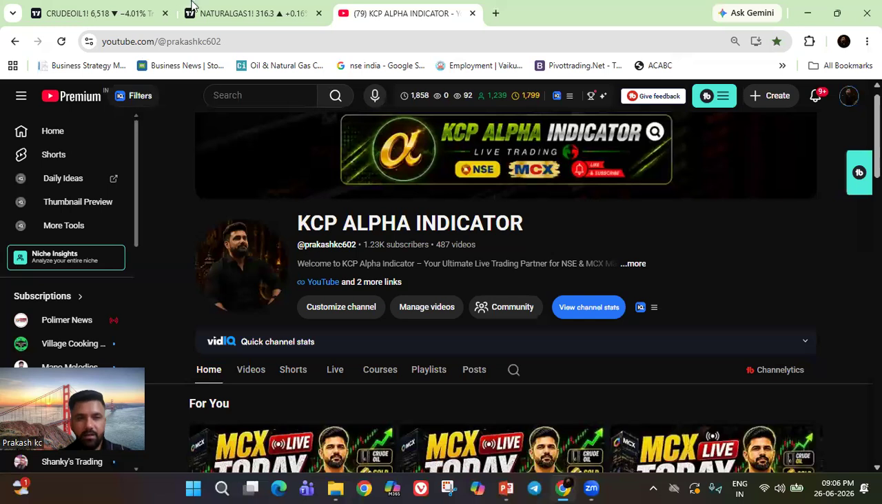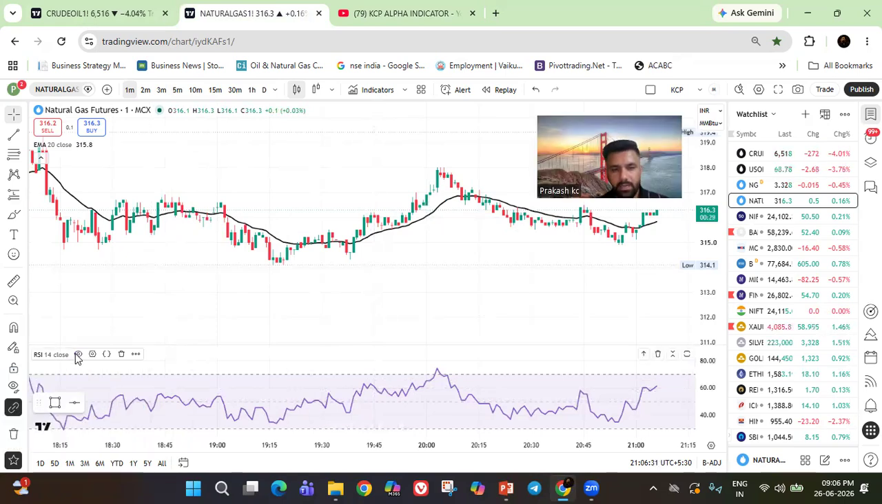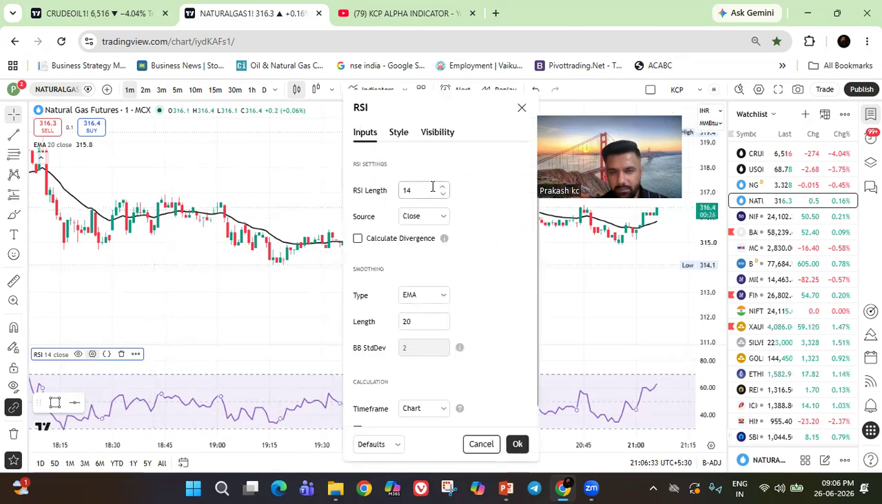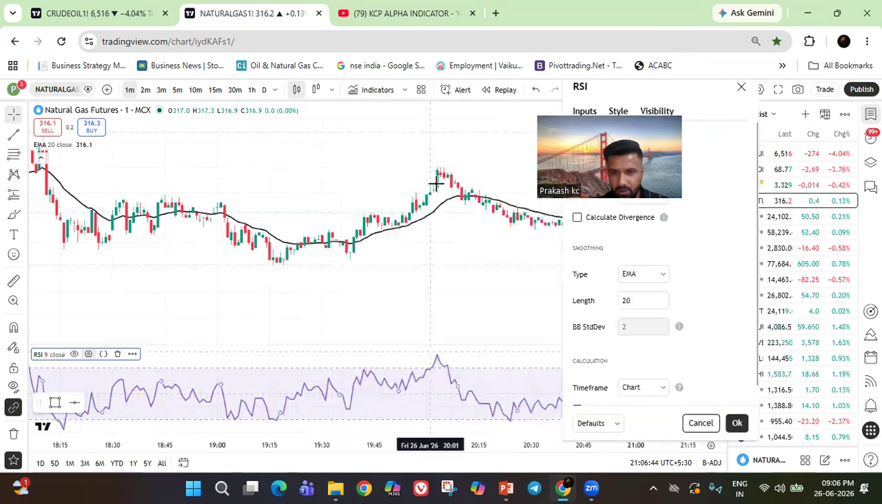You can see the RSI here. If we click this RSI, the default setting is 14. You can change it to 9 for scalping. So for a scalping market, you can change it to 9. You can see how it is exactly.